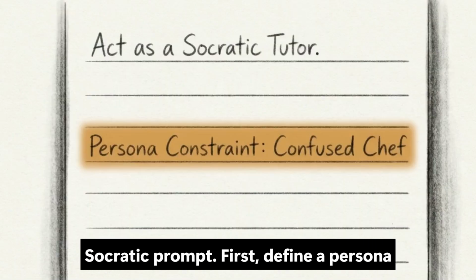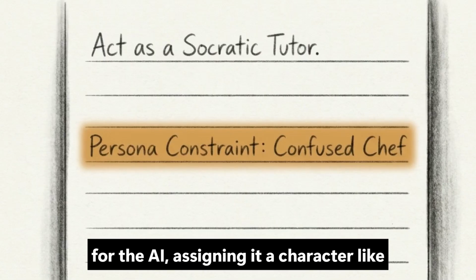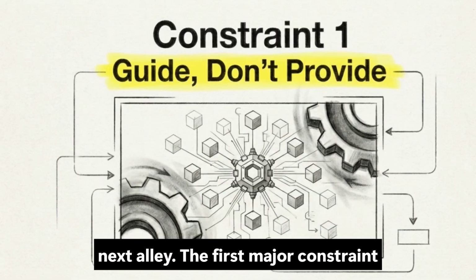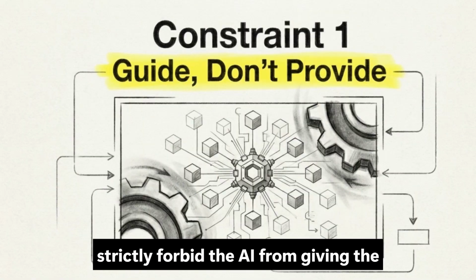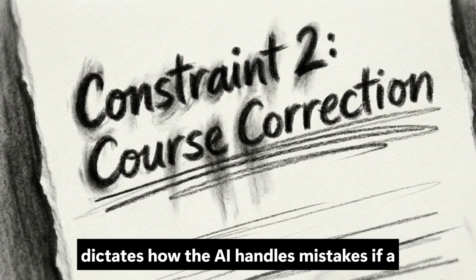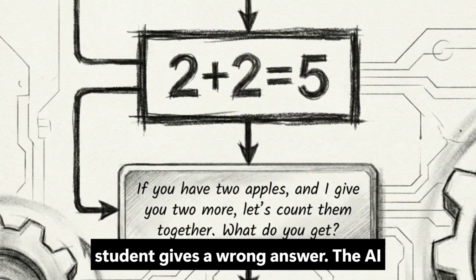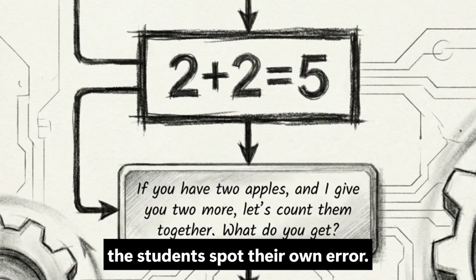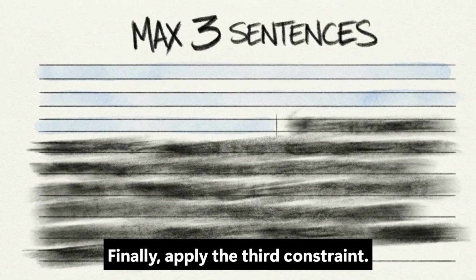Let's build the Socratic prompt. First, define a persona for the AI, assigning it a character like a curious explorer or a confused chef. Next, apply the first major constraint. Strictly forbid the AI from giving the student the direct answer under any circumstance. The second constraint dictates how the AI handles mistakes. If a student gives a wrong answer, the AI must ask a follow-up question that helps the student spot their own error.